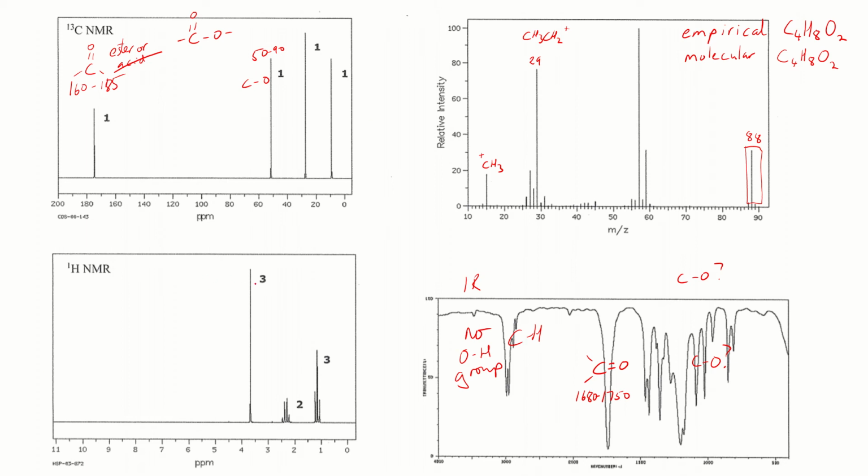Now the proton NMR, we can see we've got 3 environments, whereas up here in the carbon-13 we had 4 environments. The reason for that, this carbon there, as we can see, is not going to have any hydrogens attached to it. So there is going to be a carbon off this left-hand side.